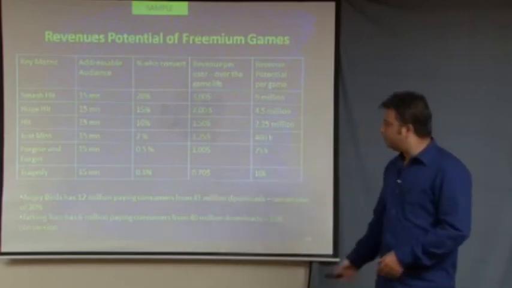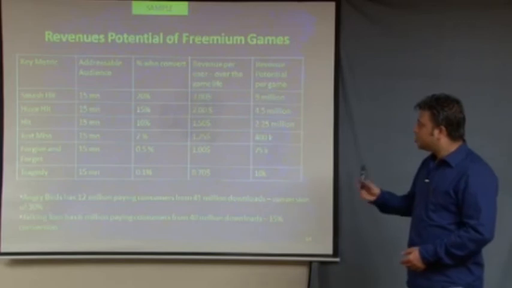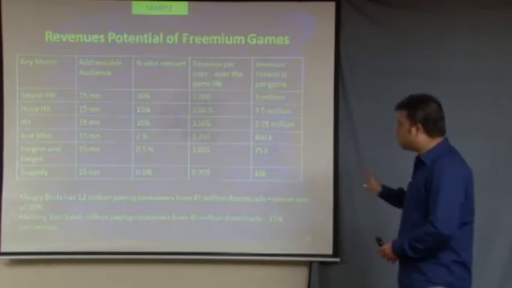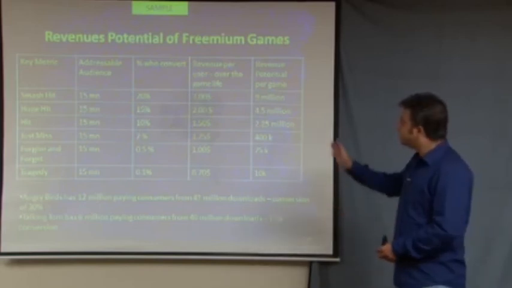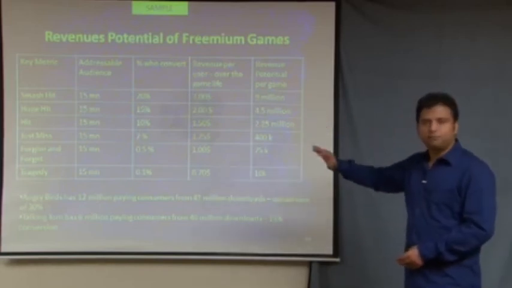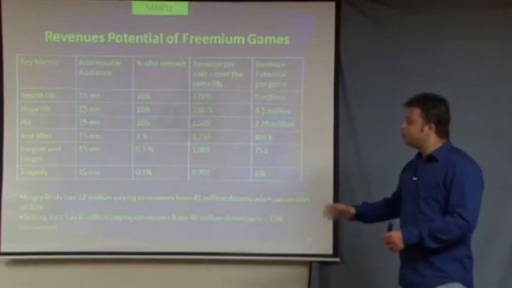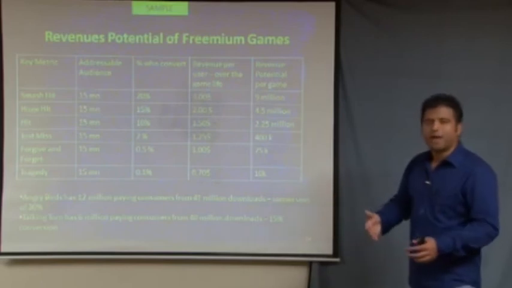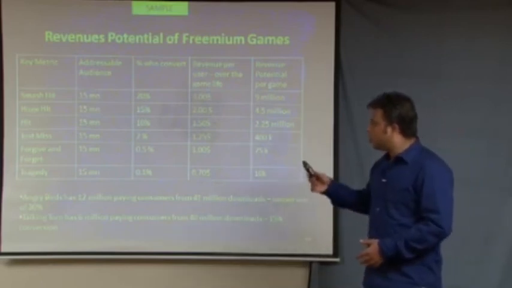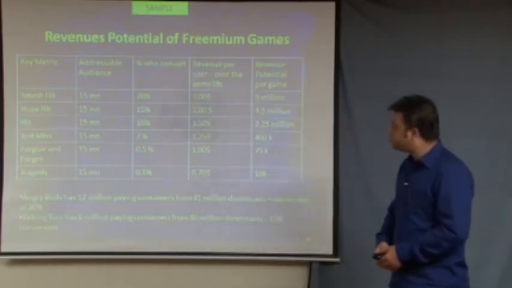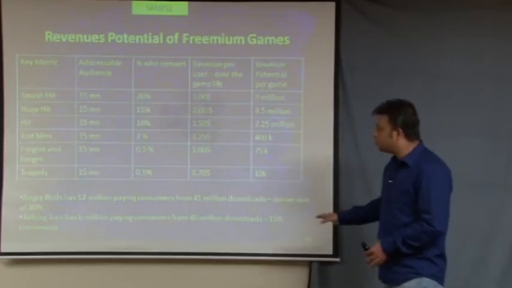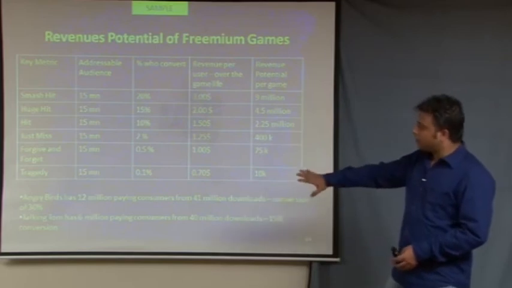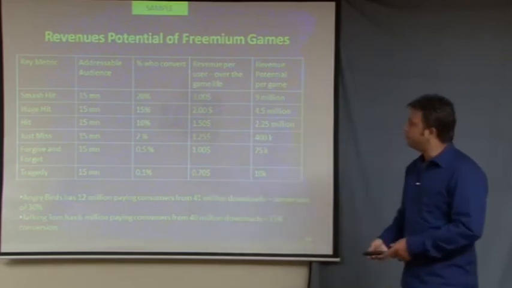They've also given an example here. Angry Birds has 12 million paying consumers from 41 million downloads. So that's a conversion of 30%. They've given only a 20% max conversion. So not a very aggressive outcome or aggressive forecast given the reference of Angry Birds. Again, Talking Tom has 6 million paying consumers from 40 million downloads, 15% conversion. So as per their chart, that puts Talking Tom in the huge hit category.